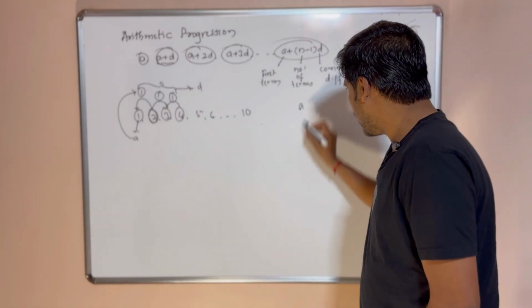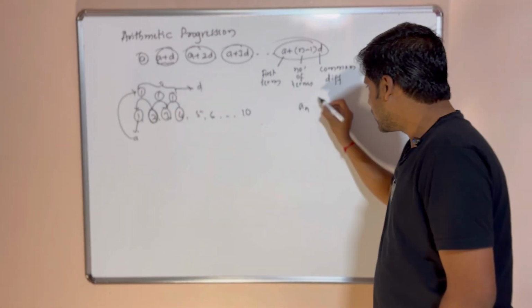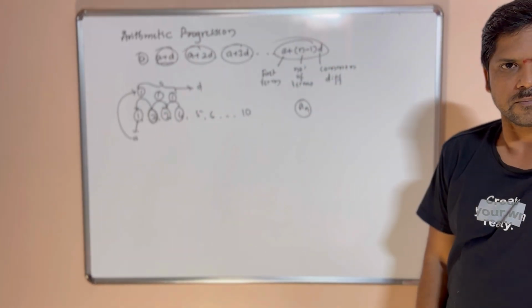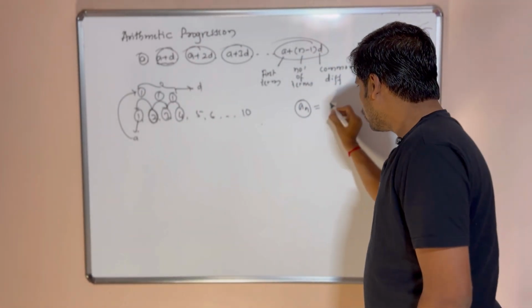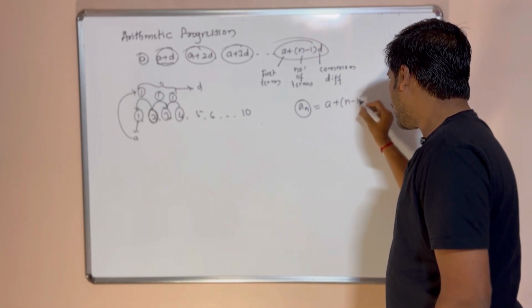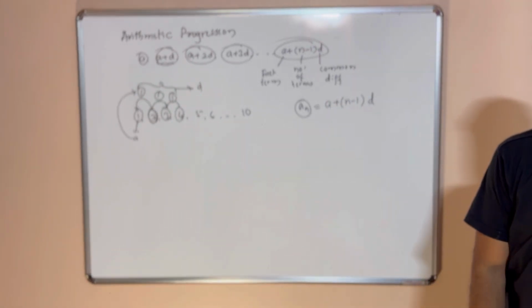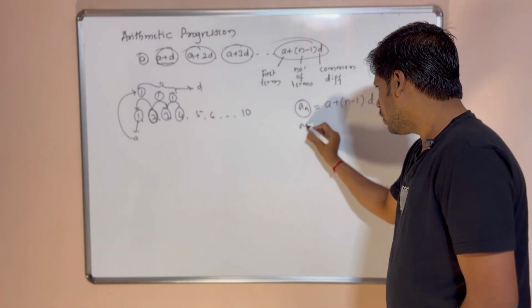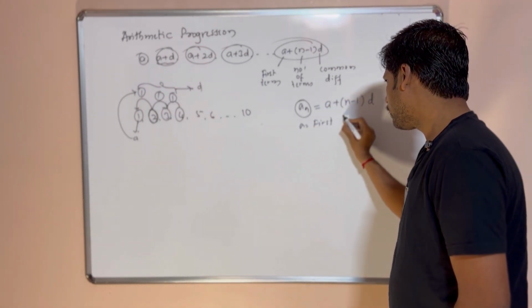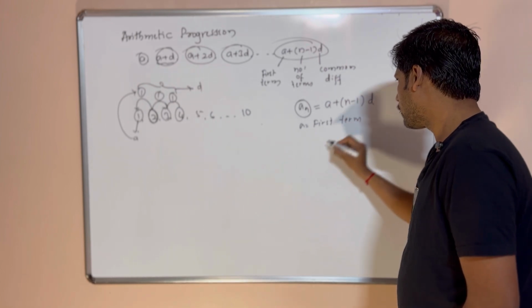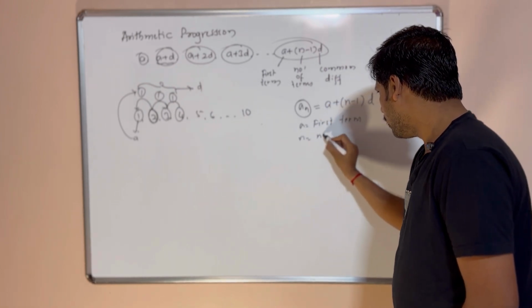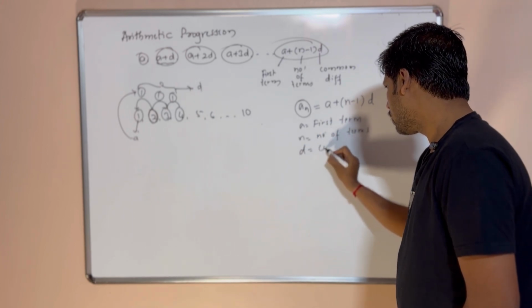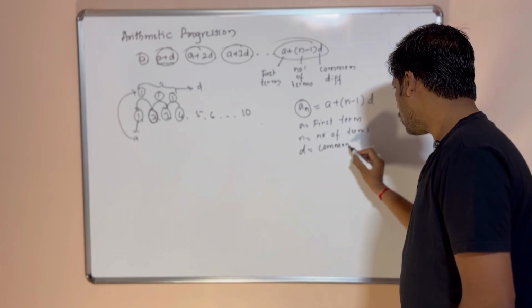So then what is the formula for this one? First one is an. An is the last term of the given series, right? An is equal to a plus n minus 1 into d, where a is again the first term only, and n is the number of terms, and d is the common difference.